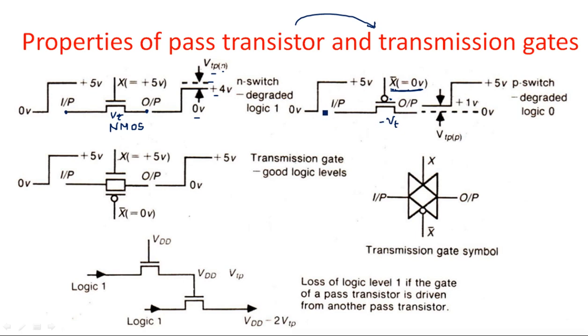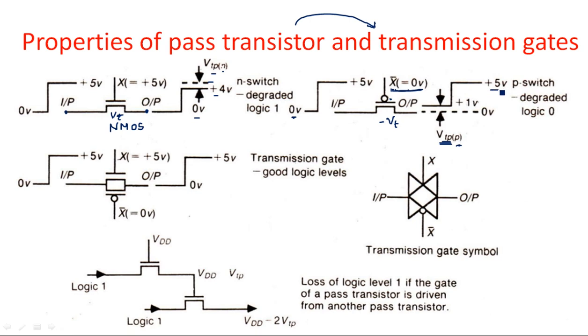When input is equal to 0, here also we have considered 0 to 5 volts at the input, then 0 minus of minus Vt, so 0 plus Vt, that is the output. So even when input is equal to 0, there is an output of plus 1 volt. That 1 volt refers to the threshold voltage of the pass transistor for the PMOS transistor. In brackets P is there, that is nothing but the PMOS transistor. So this refers to a degradation in the logic 0.